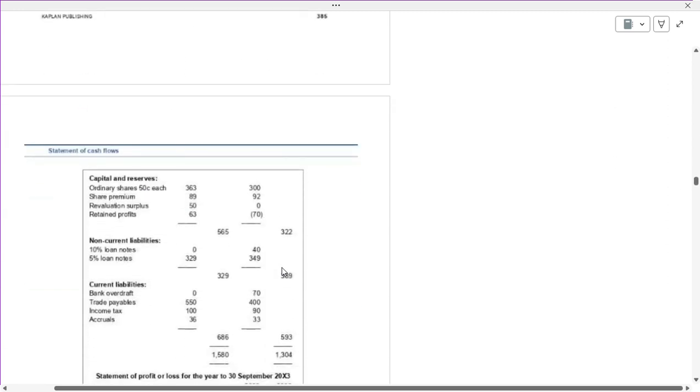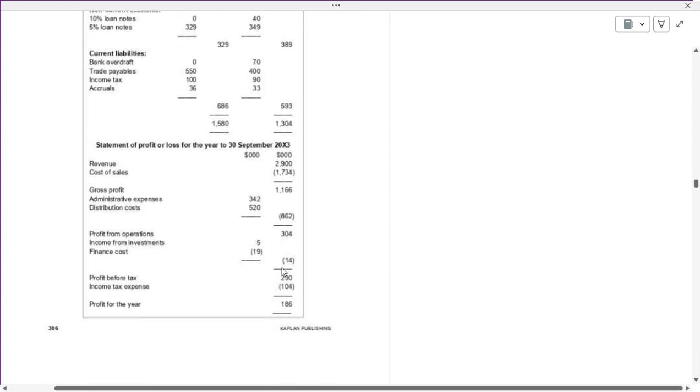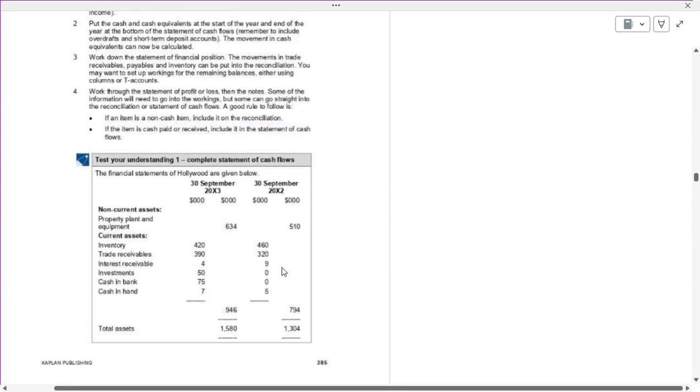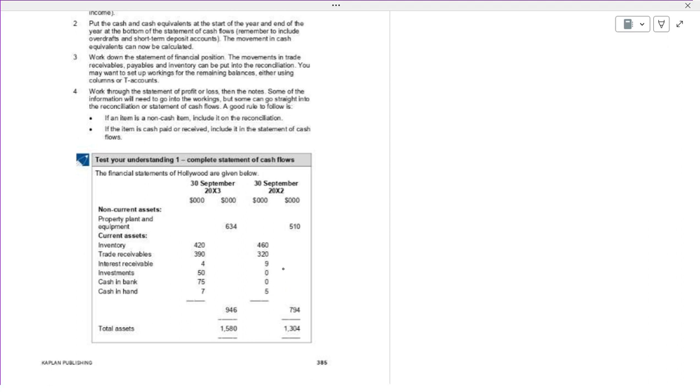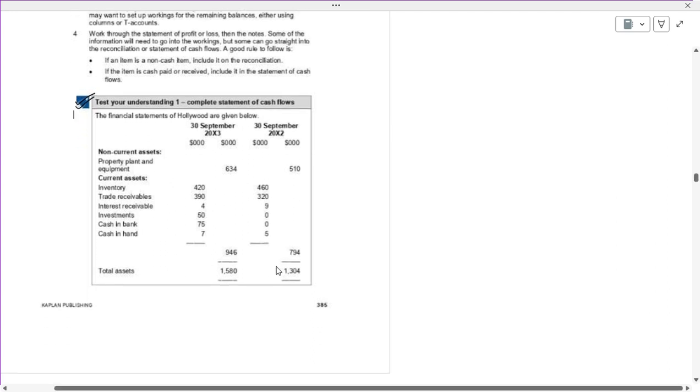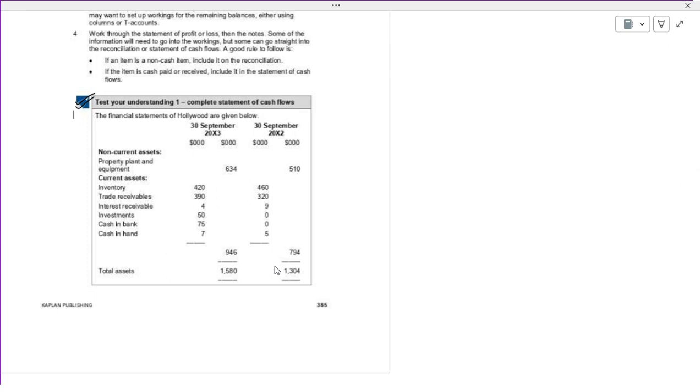Now what we will do is the test your understanding one. We will not do the illustration. We are doing the complete question, but in the examination, they will ask only an extract of the question.